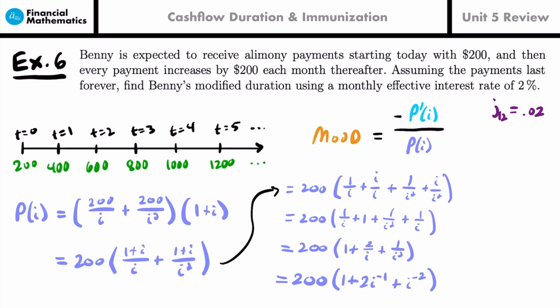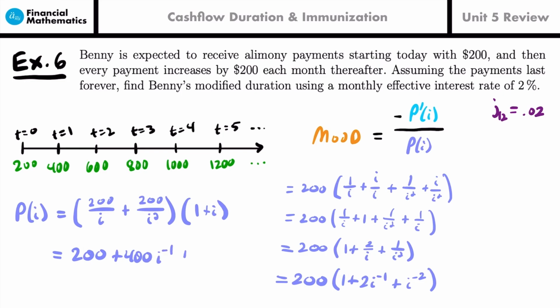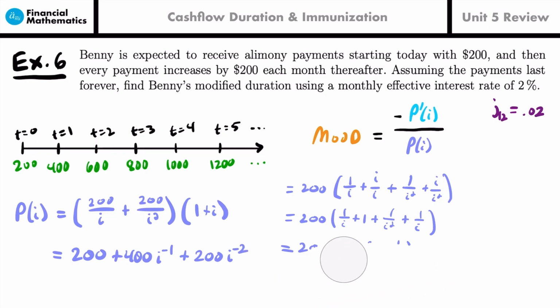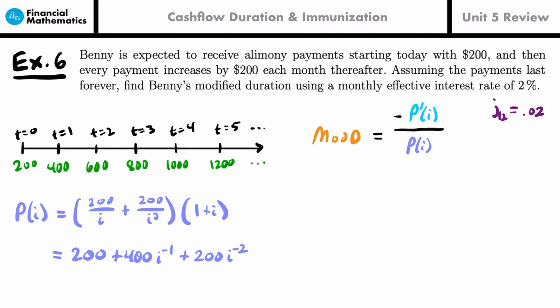Okay, and then one more thing I'll do here, you don't have to do this, but I'm going to distribute this 200 back through this quantity. All right, so I'm just going to write that below our original present value function. This will be equal to 200 plus 400 times i to the power of negative 1 plus 200 times i to the power of negative 2. Okay? So now we have the present value function that we want to work with here.